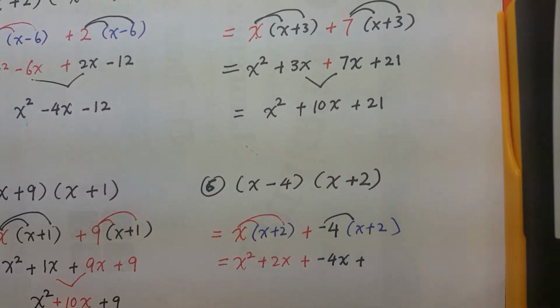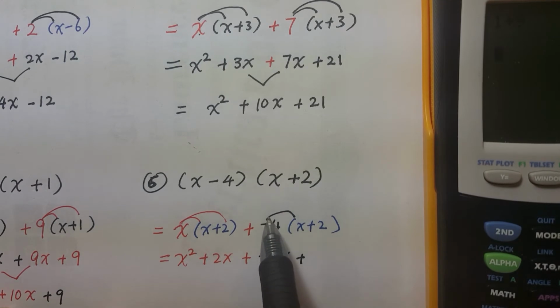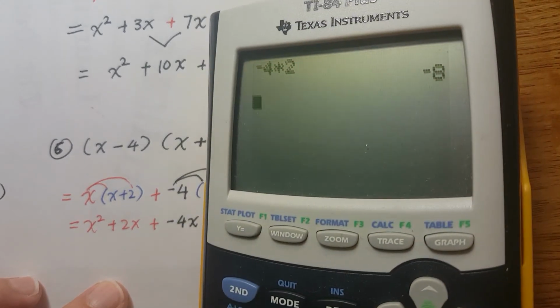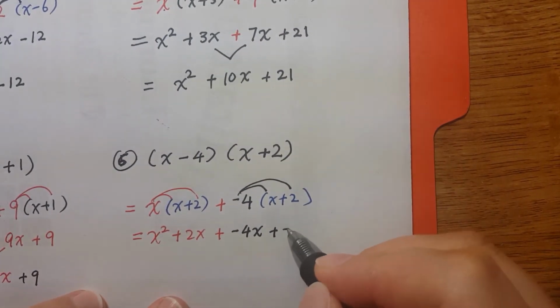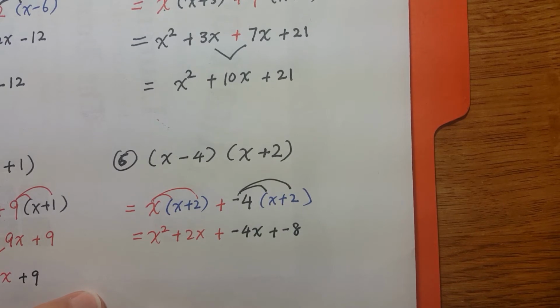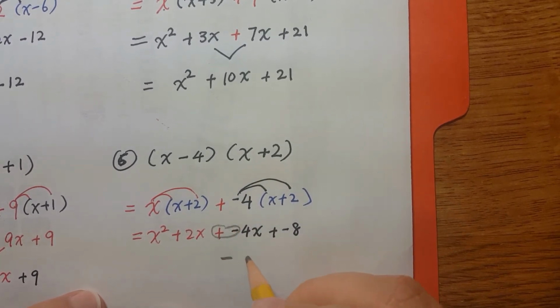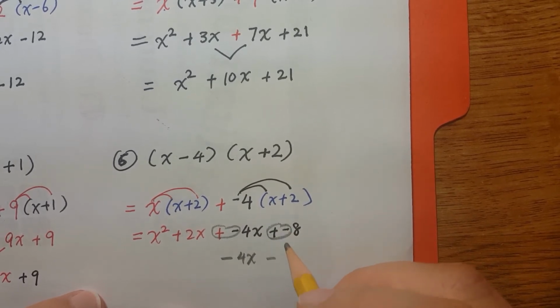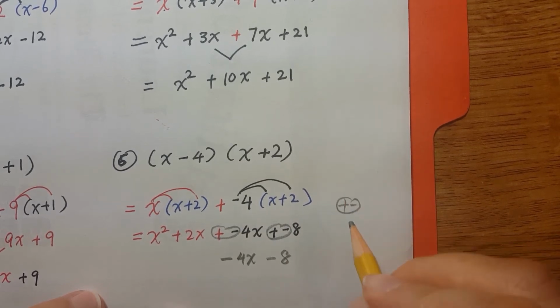Now we are going to use our calculator to multiply negative 4 into 2. So we're going to have negative 4 times 2. So now we're going to write down minus 8. And you will see that we had plus minus over here. This turned into minus 4x. And plus minus turned into minus. So minus 8. Plus minus turned into minus.